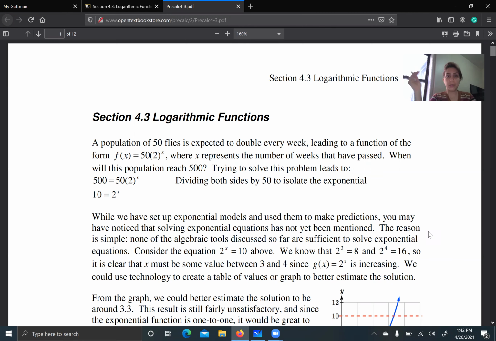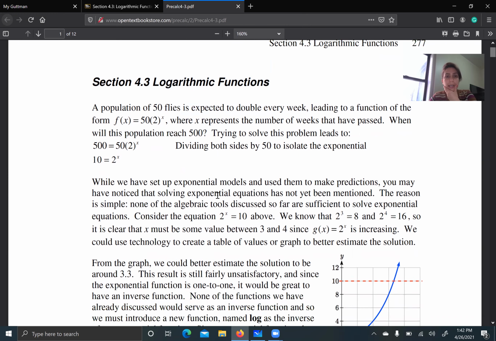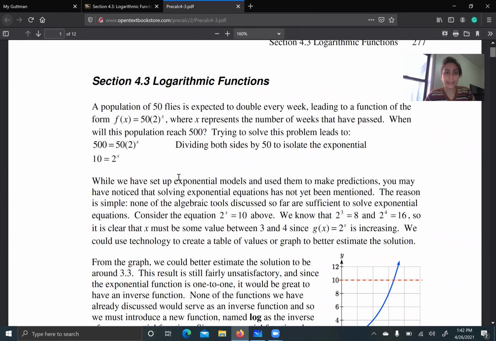In this video, we are going to start the third section of chapter 4, section 4.3, and introduce the logarithmic function. We first introduce the logarithmic function, and then we will see examples, and also we go over some of the properties of this specific function. Okay, so let's start with the first example of the textbook.